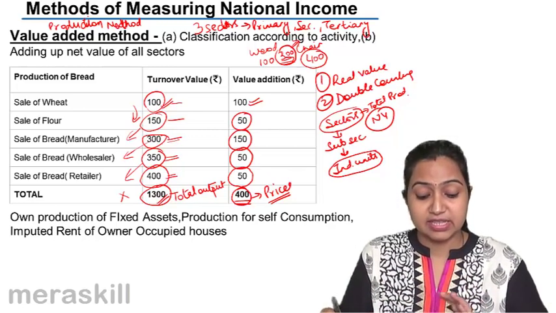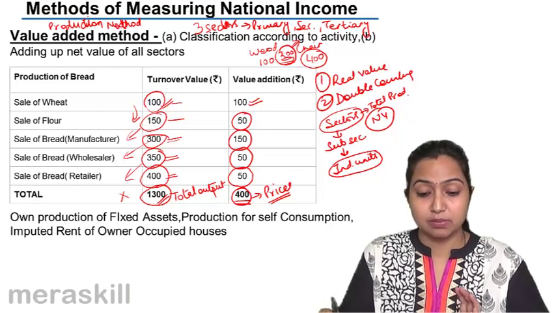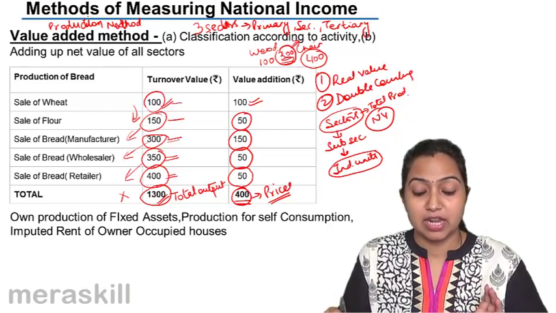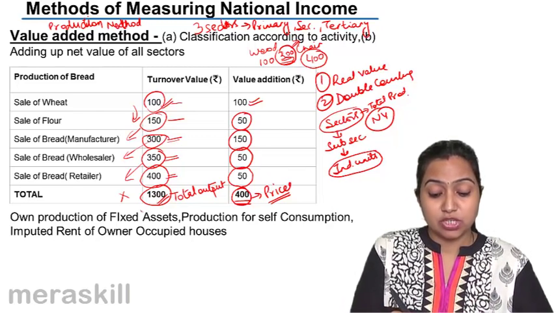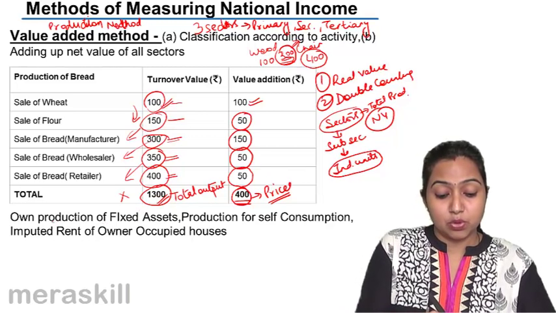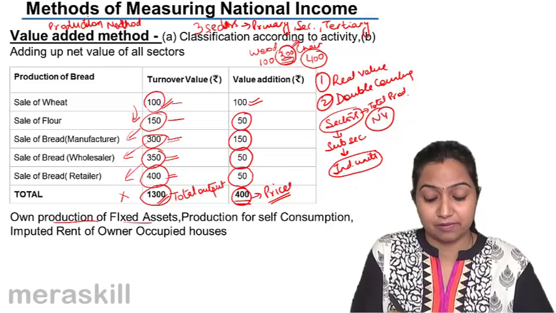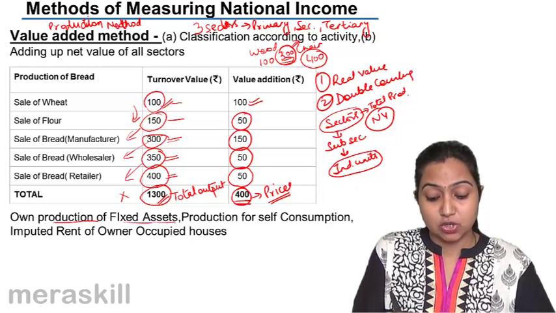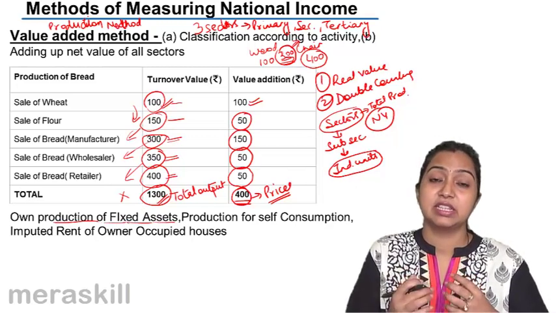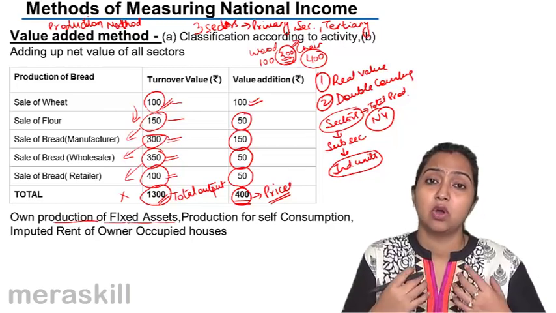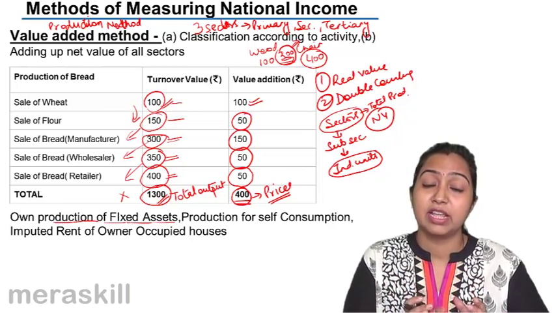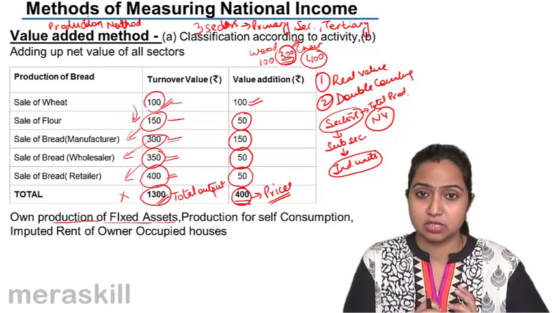Now, there are certain things that are to be kept in mind while computing national income from the value added method. You have to take into consideration the production of fixed assets if they are done by the firm itself. That is to be taken into consideration. It is not that these are expenses we had incurred, so we will not compute them. No, you have to take those things also into consideration.